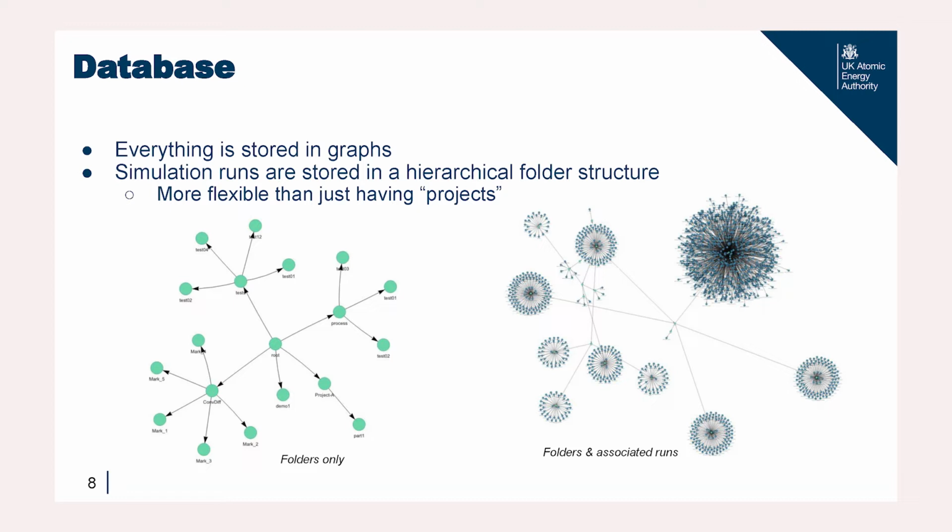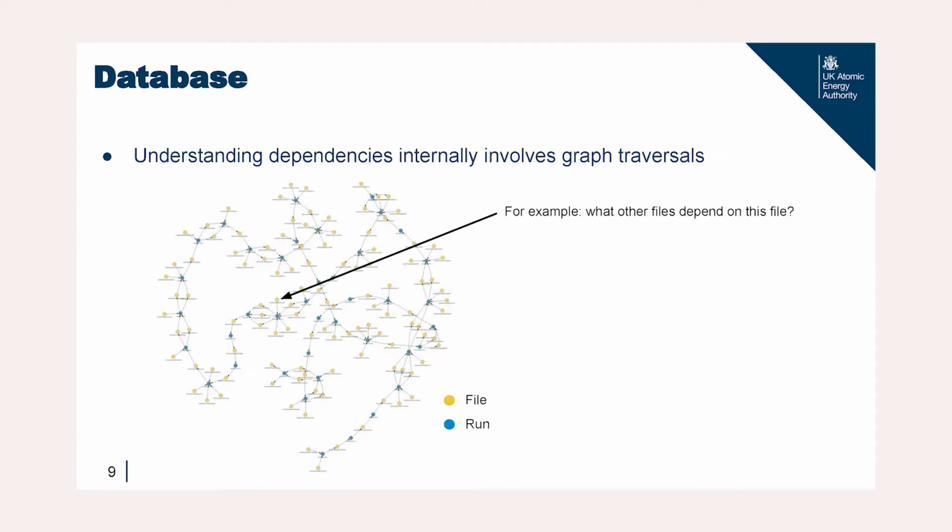So this is an example from my testing. There's a root folder and then lots of folders connected to that. And in each folder you can then have associated simulation runs. So you might want to have different projects in different folders, or different versions of things you're working on inside of those folders. So you can do any hierarchical thing you would like. And everything else is also stored in graphs, in particular the simulation runs and files.